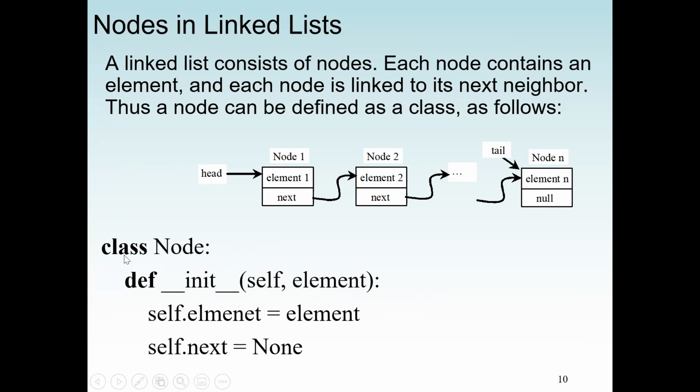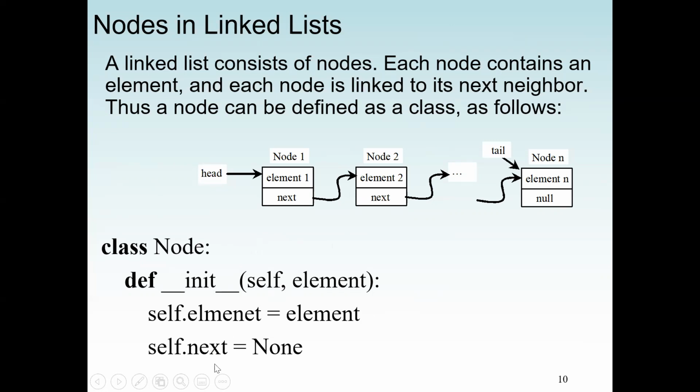So this is the Python syntax. We start with the keyword class. As we said, again, data structures use object-oriented concepts. So for the node, we create a class Node, and we have our special method to initialize. And then we have two elements, the element and then the next.